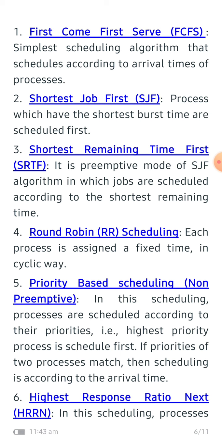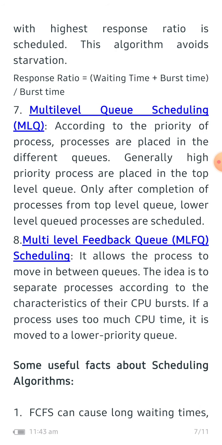Next is highest response ratio next, that means HRRN. In this scheduling, the process with the highest response ratio is scheduled. This algorithm avoids starvation. The response ratio is equal to waiting time plus burst time, divided by burst time. Next is multi-level queue scheduling. According to the property of processes, they are placed in different queues. Generally, high priority processes are placed in the top level queue, and only after completion of processes from the top level queue, lower level queue processes are scheduled.